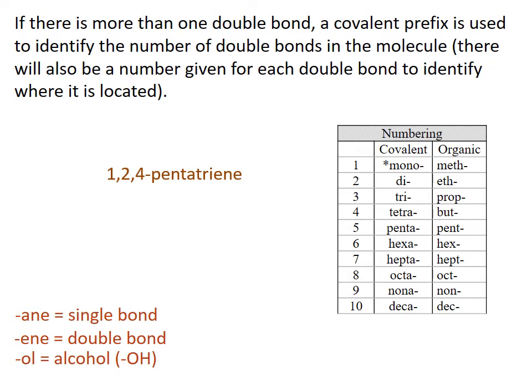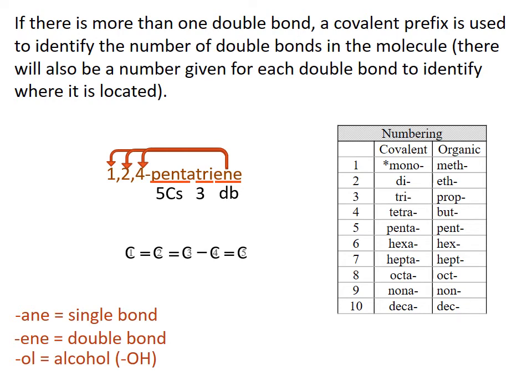1,2,4-pentatriene. Pent means 5. So I have 5 C's. So 1, 2, 3, 4, 5 C's. Tri is a covalent prefix meaning 3, and ene means double bond. So 5 carbons with 3 double bonds. And the double bonds will be placed on the first, second, and fourth carbon. So I number my carbons. I place a double bond right after the first, right after the second, and right after the fourth carbon.